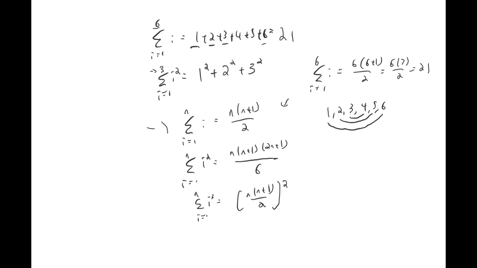Can anyone tell me what each of these sum to? What is 1 plus 6? They sum to 7, yeah? And now the question is, how many 7s do I have? Well, I had 6 terms and I paired them up, right? So I actually have 6 over 2 of them. And you could see that's what this is. So hopefully that convinces you of the first formula. But really you should just memorize these.